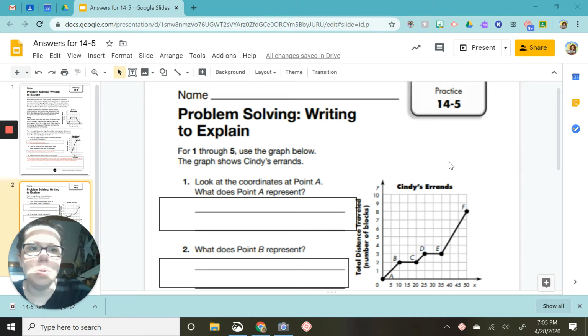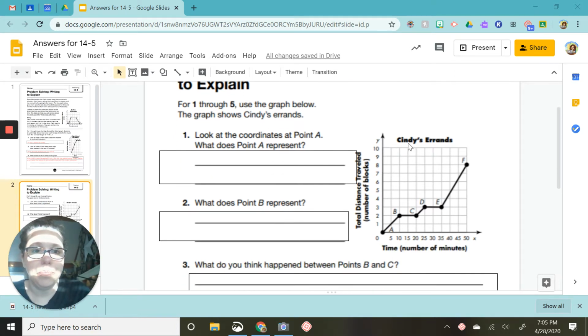Okay, we're going to continue on with our practice 14-5. It says for numbers 1 through 5, use the graph below. The graph shows Cindy's errands. So before we start, let's look at our graph here.